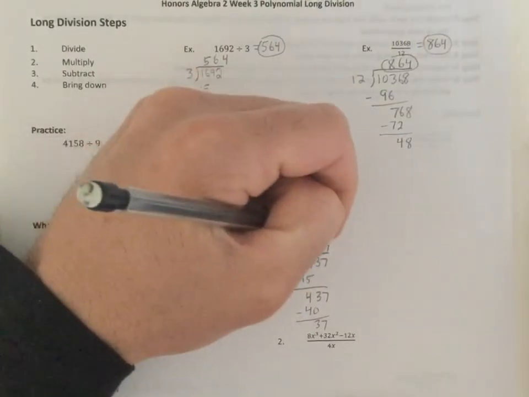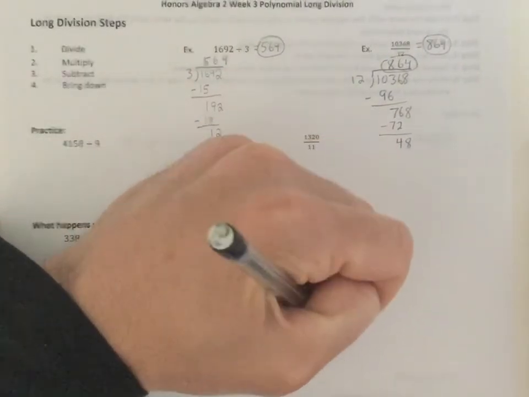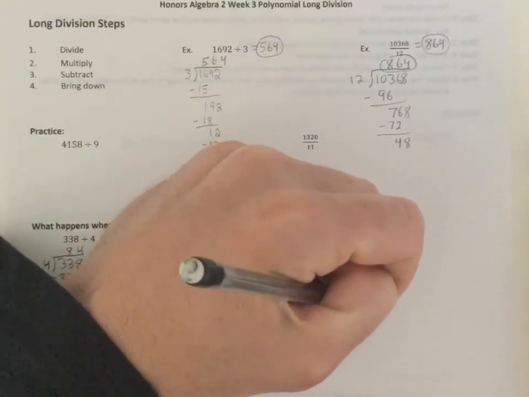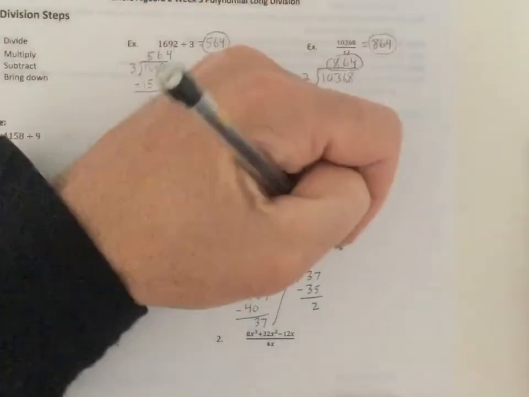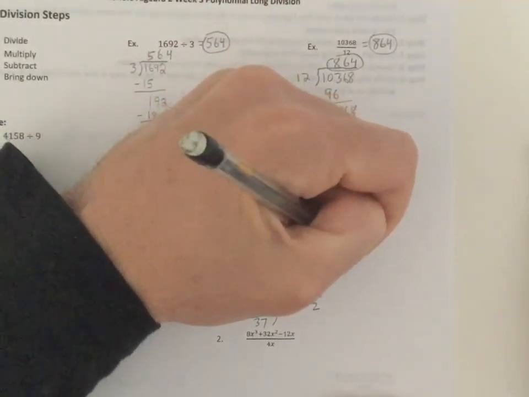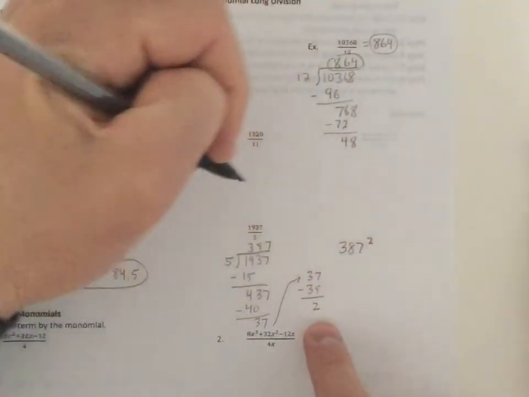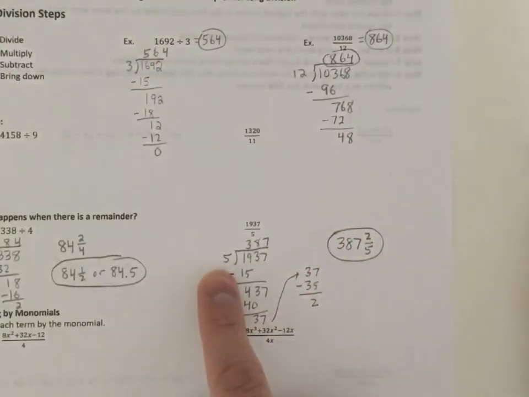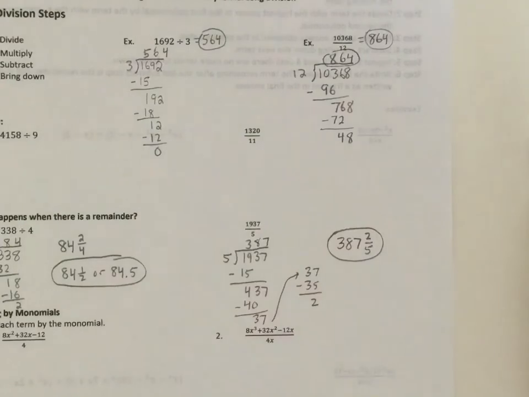Run out of space here. Just bring that up here. 7 times 5 is 35. I subtract that and get 2. So therefore now I have 387, and then I have 2 left over out of the 5 I was trying to divide by. So 387 and 2/5, or 387.4 is acceptable.